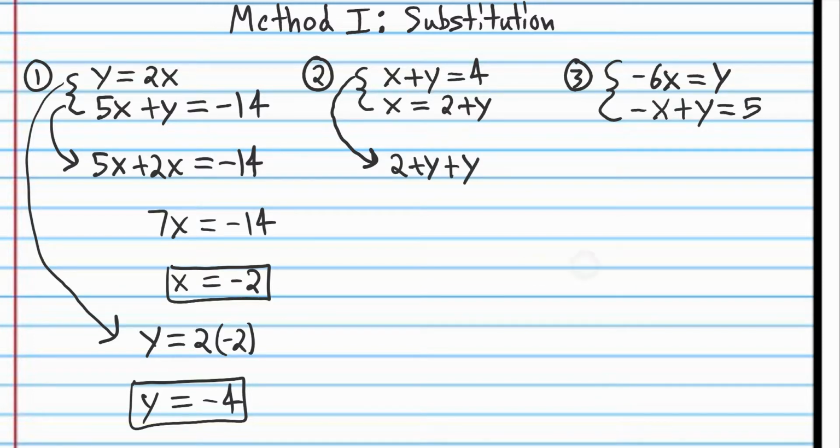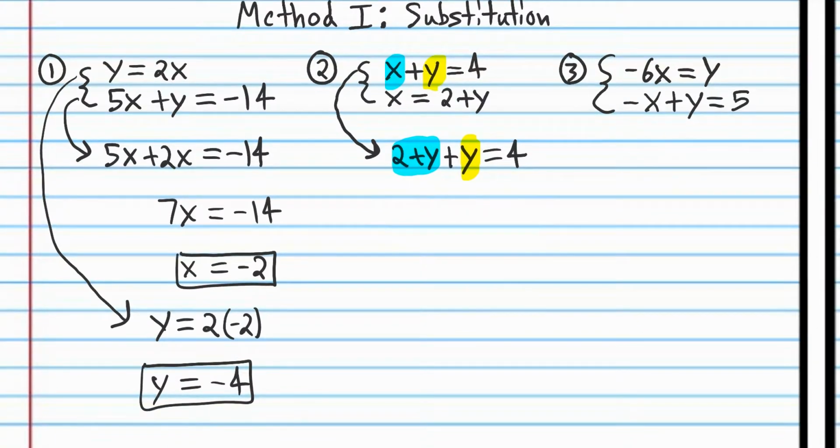plus y equals 4. You know what? I'm going to color code these. I just can't resist. I think that would be helpful. At least I hope it'll be helpful for you there. All right, so now, as you can see, we got rid of the x. So now we just have 2 plus y equals 4. So add those y's together. Y plus y is 2y.